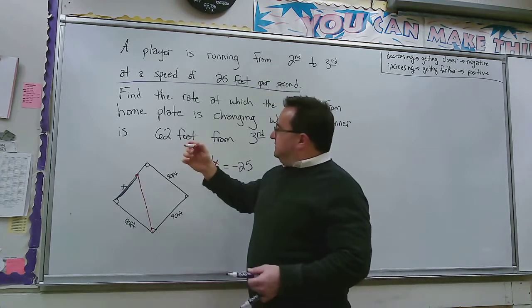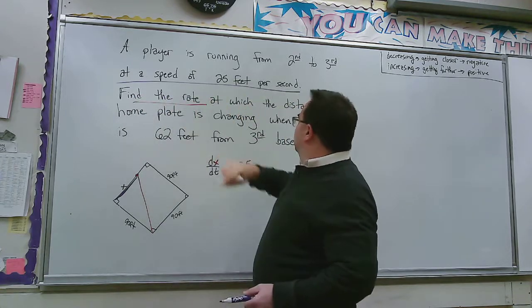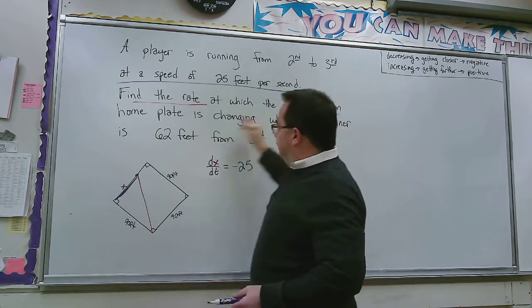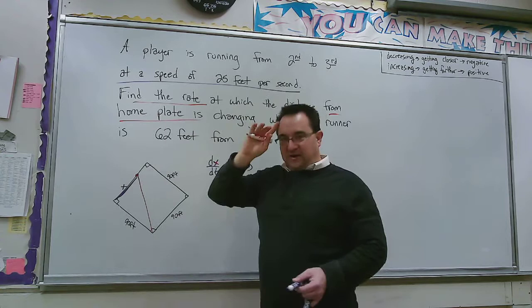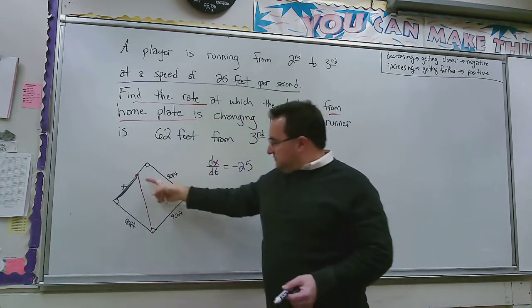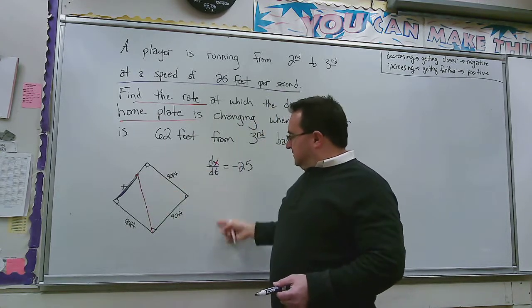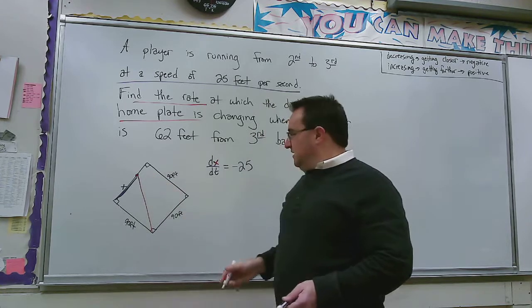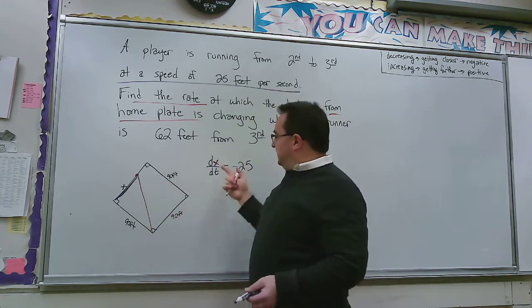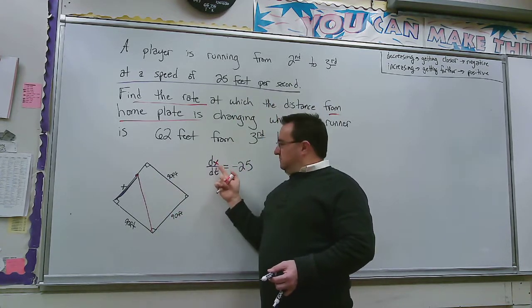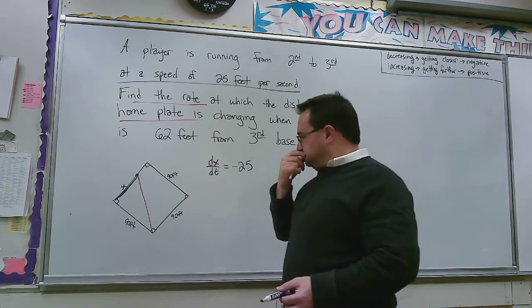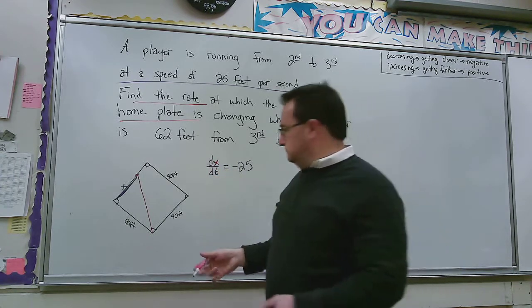All right, what's the next thing? Find the rate at which the distance from home plate, implying to the runner, is changing. I can't articulate that if I don't call that something. I don't want to use D for distance because I don't want to confuse it with these D's. So let's call it W.